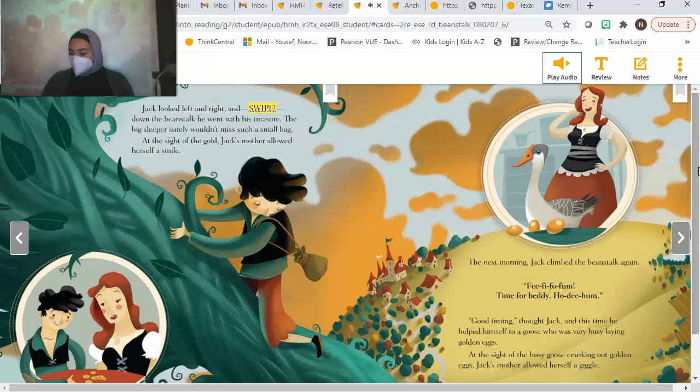What happened during Jack's second trip up the beanstalk? Let me call a name so I can be fair. JC, what happens? Very good. He arrives at the castle. Jack hears the loud voice and he sees a goose laying golden eggs. What does he do with them? What does he do with them, Christian?